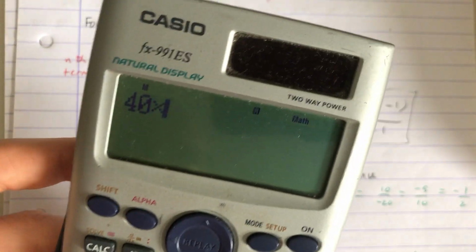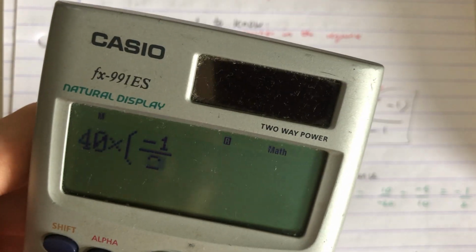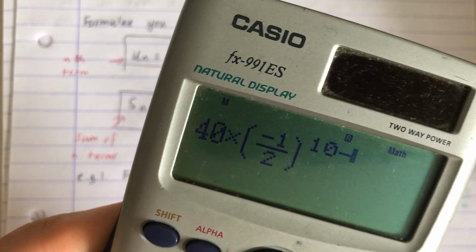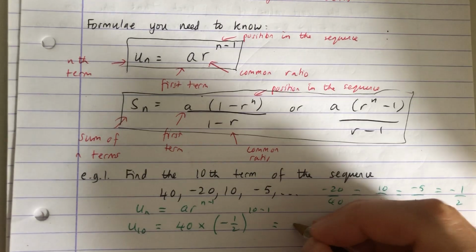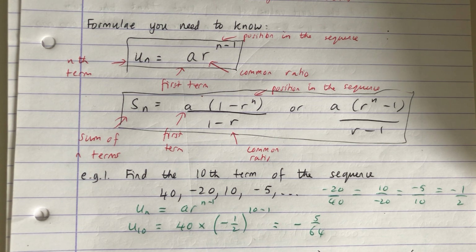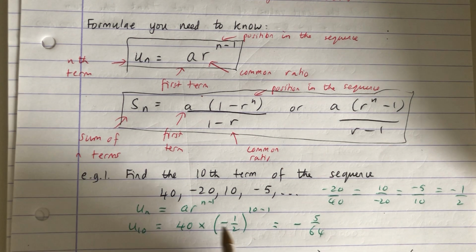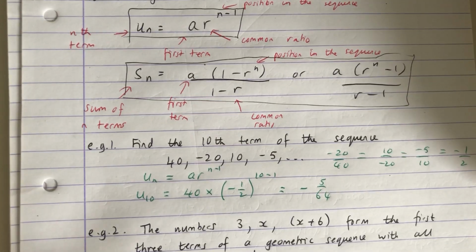So it's 40 times minus a half to the power of 10 subtract 1. Probably best to leave it as a fraction. Minus 5 over 64 would be my answer to that. Really important, if r is negative, you have to use brackets, otherwise you're going to get the sign wrong in some cases. Example number 2 is a lot harder.